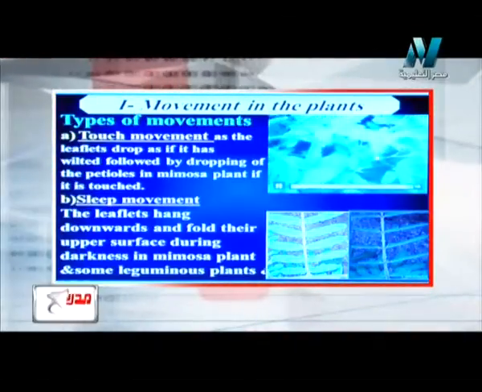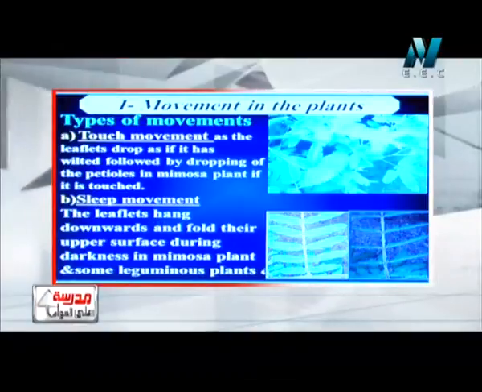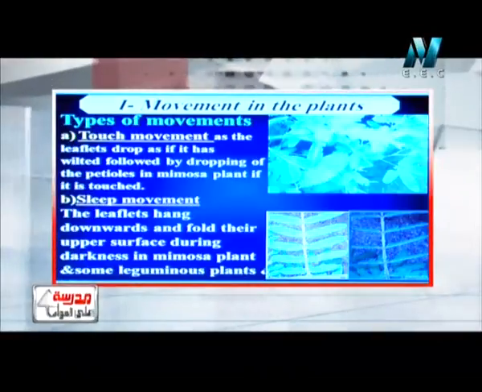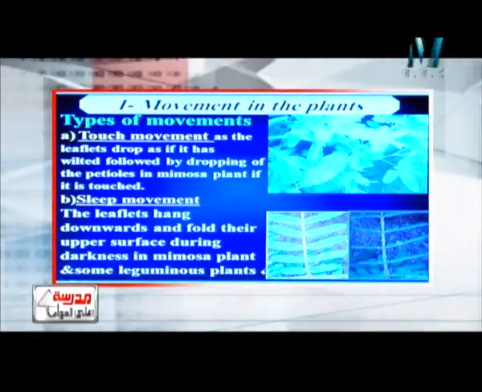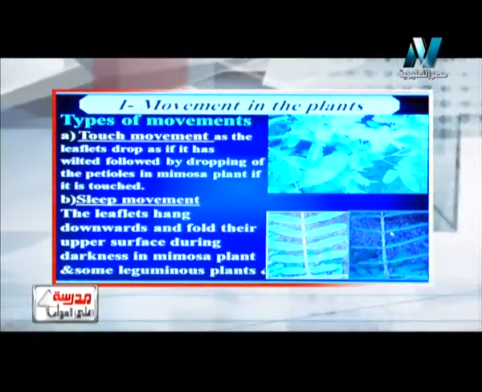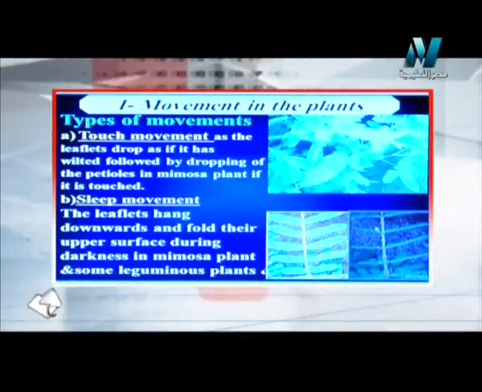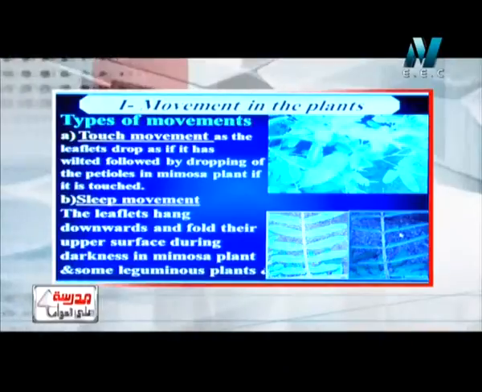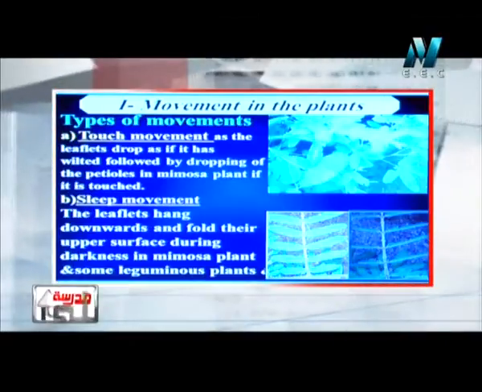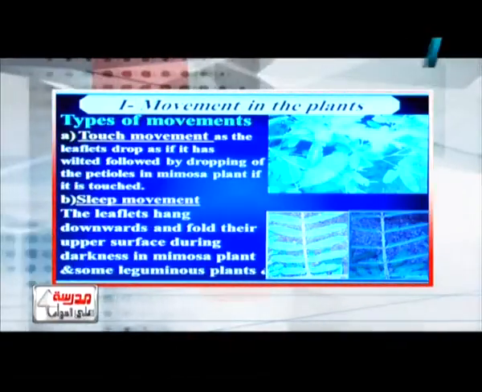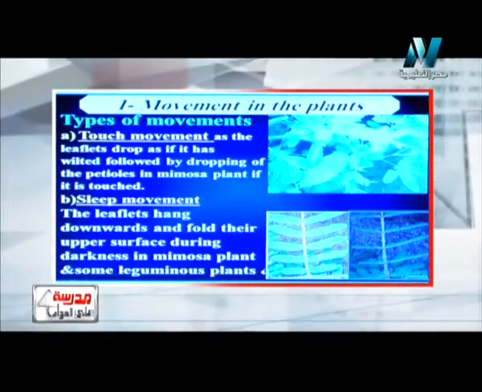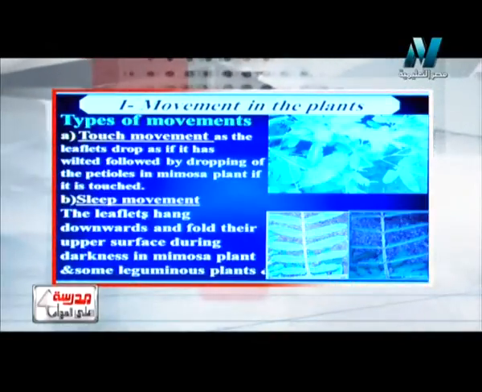But besides the touch movement, we also have the sleeping movement, also in the mimosa plant or in some of the leguminous plants. If the leaves of the mimosa plant or leguminous plant are exposed to darkness, as in this image, it explains that the upper surface of the leaf is folded during the darkness, which takes place in the mimosa plant and also in the leguminous plant. But during the light, the leaves of the mimosa plant take their position to absorb the light energy to carry out photosynthesis. That acts as a kind of movement. It takes place during the darkness, so that's called the sleep movement.